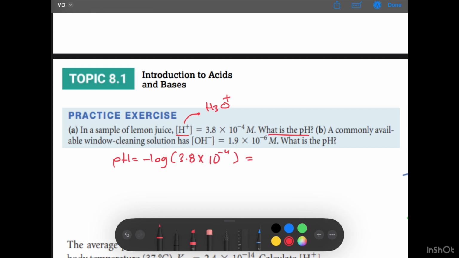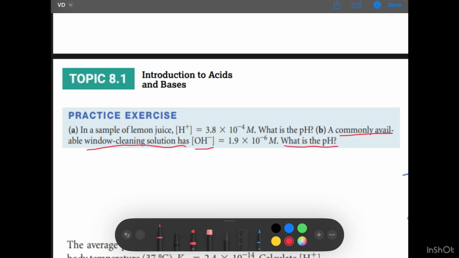And if you apply that in your calculator, you will end up with 3.40. This is the pH. All right, let's read it again. A commonly available window cleaning solution has a concentration of hydroxide of 1.9 times 10 to the power negative 6.